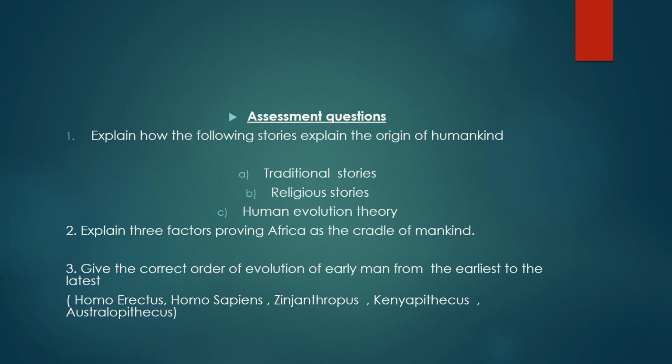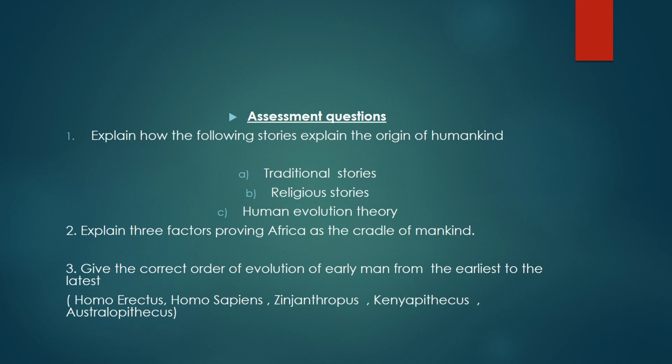Assessment questions. Number 1, explain how the following stories explain the origin of humankind: traditional stories, religious stories, human evolution theory. Number 2, explain 3 factors proving Africa as the cradle of mankind. And finally, number 3, give the correct order of evolution of early man from the earliest to the latest.